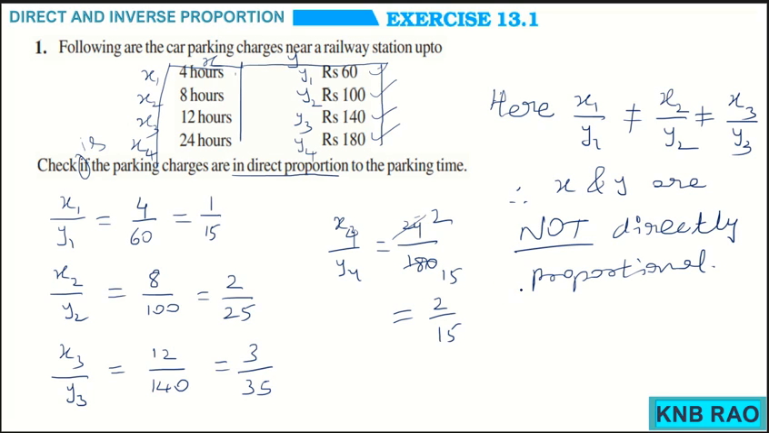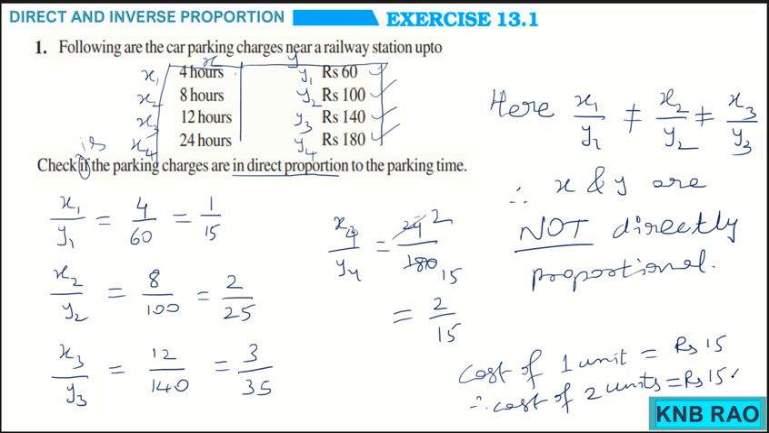Some student has asked me how unitary method is different from direct proportion. See children, you know that if the cost of 1 unit is, let us say rupees 15, then there must be cost of 2 units proportionally increasing, supposed to be 15 into 2.